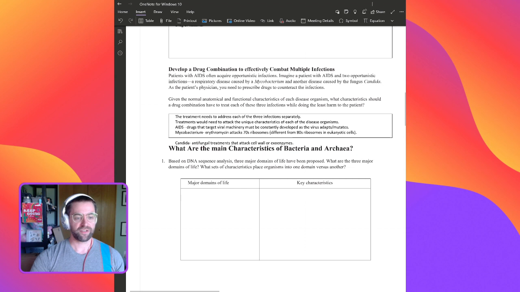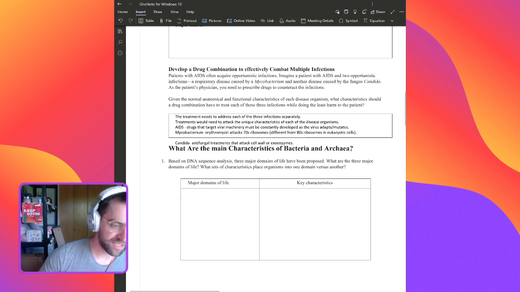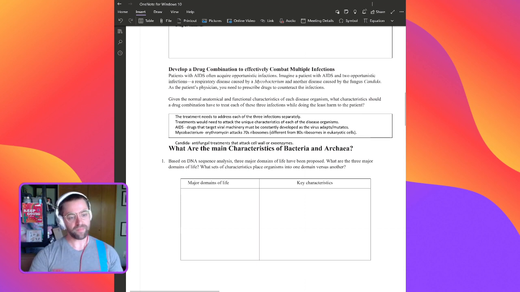All right, so what are the main characteristics of bacteria and archaea? Based on DNA sequence analysis, 3 major domains of life have been proposed. What are the 3 major domains of life? What sets of characteristics place organisms into one domain versus the other?